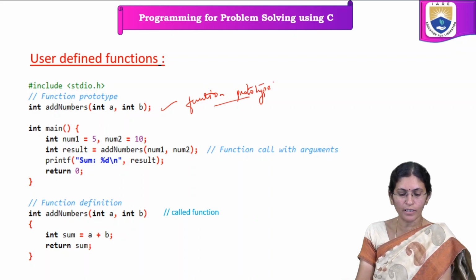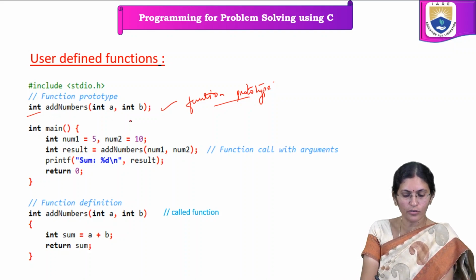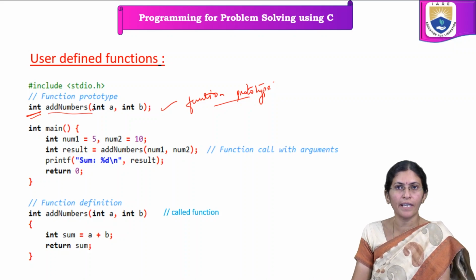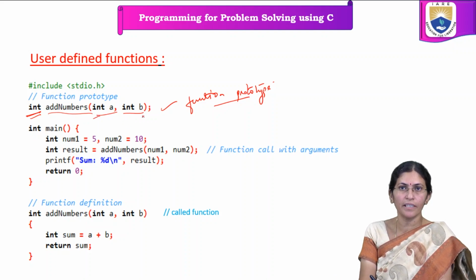So, the function prototype. This is the return type of the function. After the execution of this function, it will return an integer value. The name of the function is addNumbers, and it takes two parameters, two integer parameters, that is int a and int b.